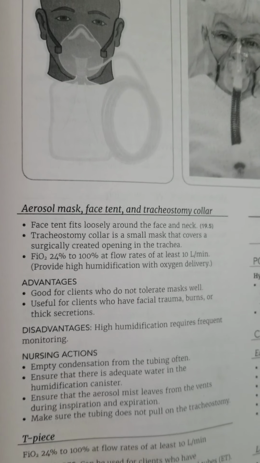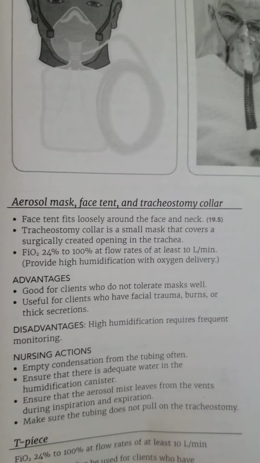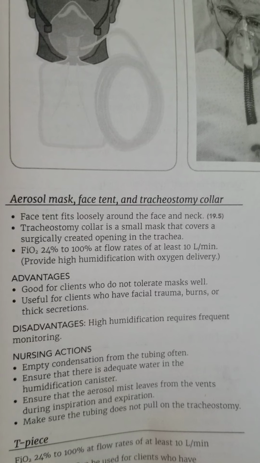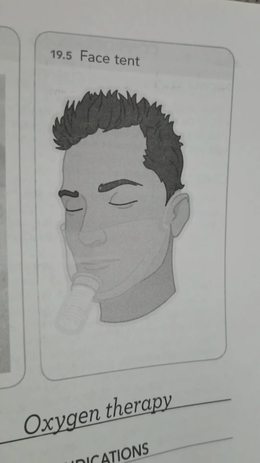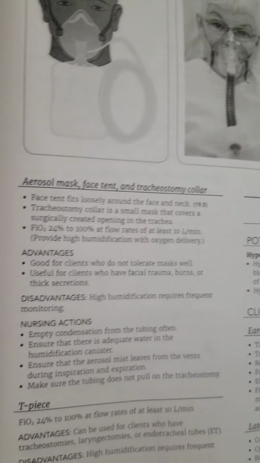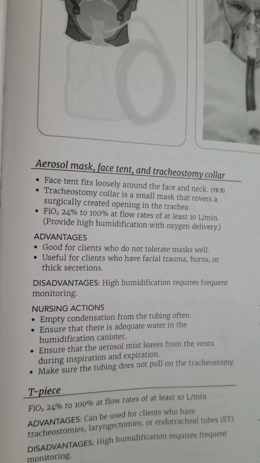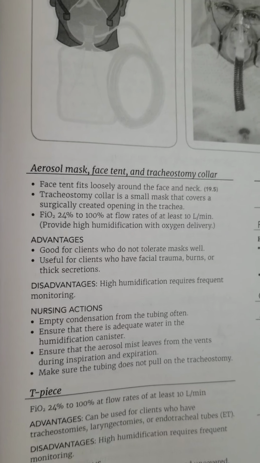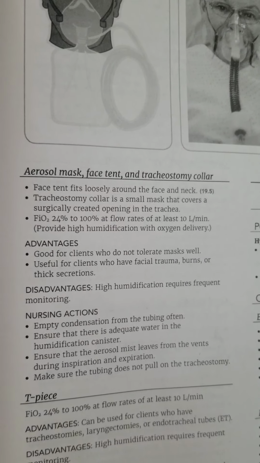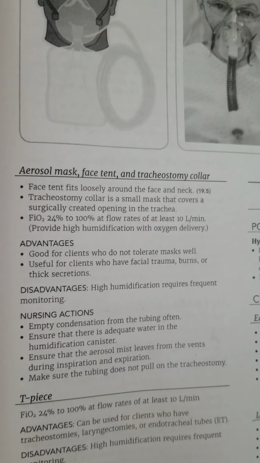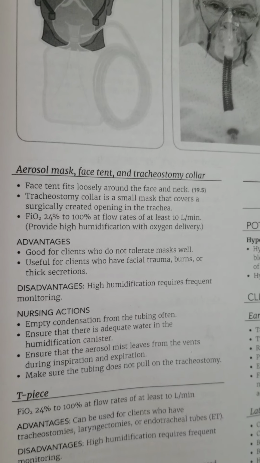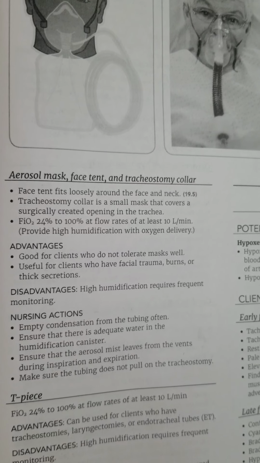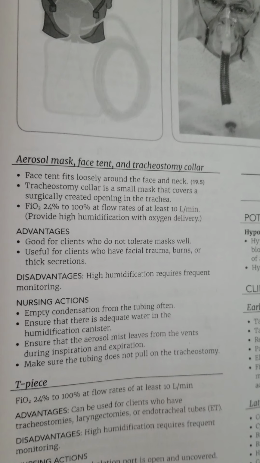The aerosol mask, face tent, and tracheostomy collar. With these devices, the face tent fits loosely around the face and neck, as you can see here. Tracheostomy collar is a small mask that covers a surgically created opening in the trachea. FiO2, 24 to 100% at flow rates of at least 10 liters per minute. Provide high humidification with oxygen delivery.